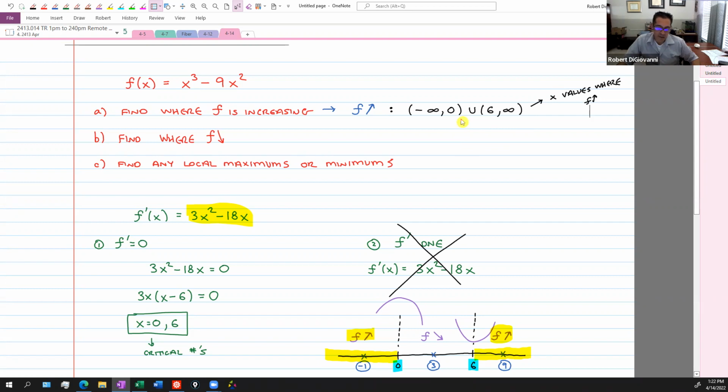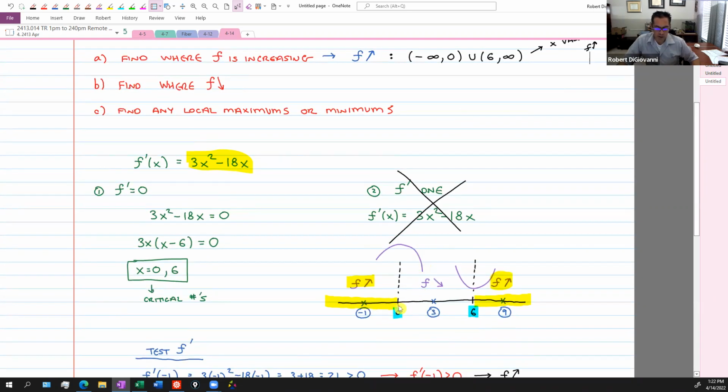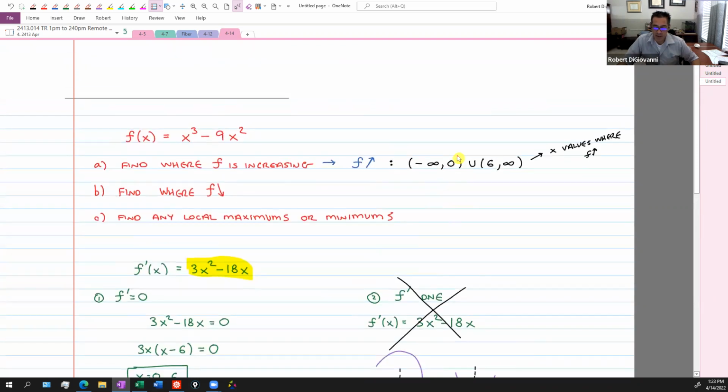Students will ask me sometimes, could we include 0 and could we include 6 in this answer? Like, could I put a bracket on the 0 and a bracket on the 6? The answer is yes, you can include a bracket, but having a parenthesis does not make it wrong. So sometimes you can't have a bracket. When we get to an example, I'll show it to you. So my rule of thumb is whenever you're doing increasing, decreasing, just always use the parenthesis. Just don't ever use a bracket.